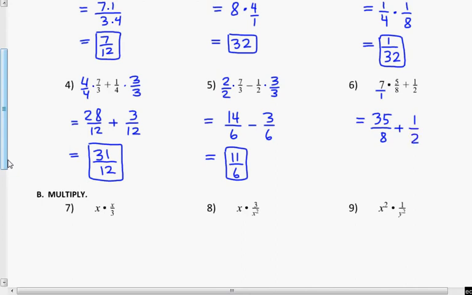I can't add these two fractions because they don't have a common denominator. Multiply by 4 over 4 for the second fraction, and we have 35/8 plus 4/8, and the answer is 39/8.